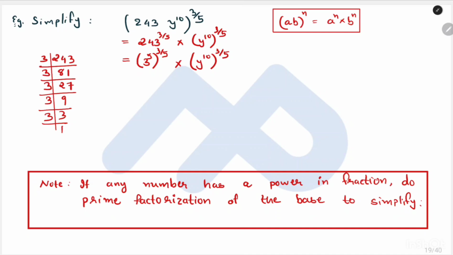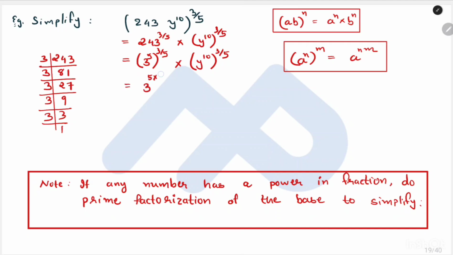Now we'll use that rule of indices that if there is a raised to n, to the power m, the powers will be multiplied with each other, so that will be a raised to nm. Okay, so let's do that. So this is 3 raised to 5 times 3 by 5 into y raised to 10 times 3 by 5. 5 got cut here, and you'll get 3 raised to 3 into, here 5 2s are 10, so it will be y raised to 2 into 3, which is 6. Now just simplify, find the value of 3 raised to 3, which is 27. So 27 y raised to 6 is your final answer.